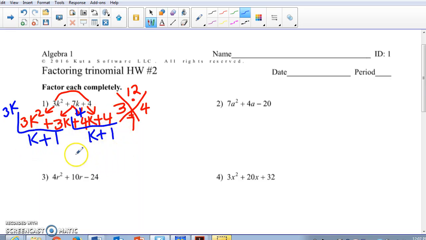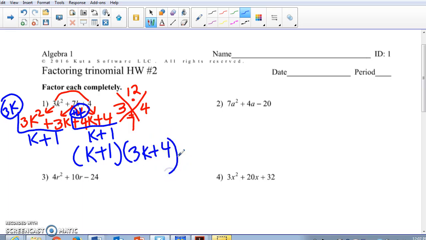So I just need to write k plus 1 one time. And what is the other factor? 3k plus 4. Then I'm done. Okay, I'm going to try another one. So let's try number 2.